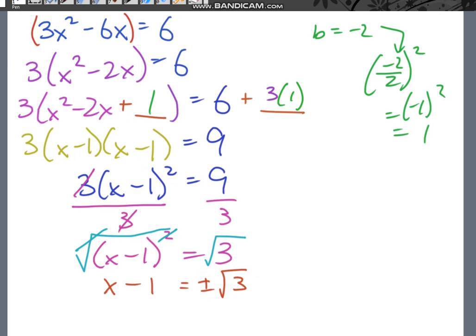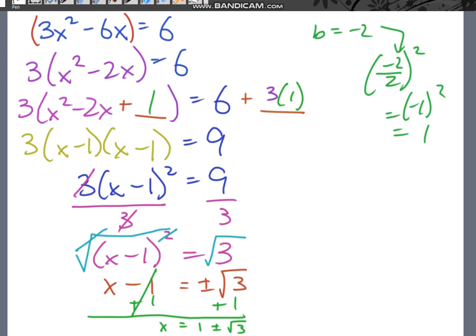Okay. Last thing that we need to do is get x by itself. So in order to get x by itself, we're going to add 1 to both sides. So add 1 to both sides. This cancels. Again, these here are not like terms because we're combining a constant and a radical. A constant is not the same thing as a radical. So we have 1 plus or minus square root of 3.